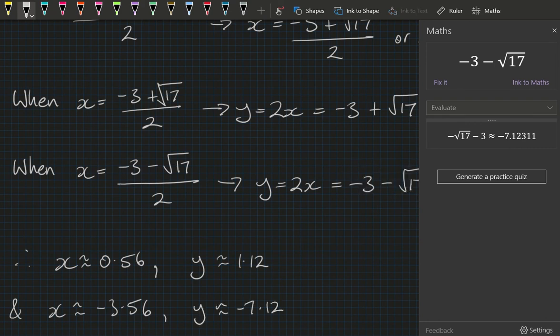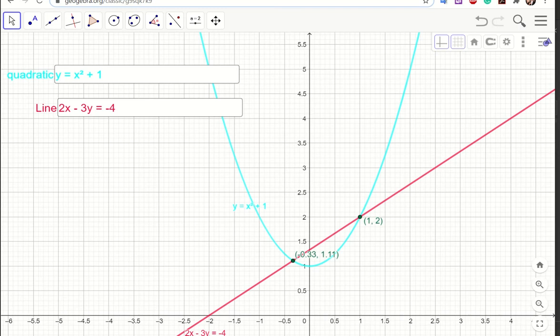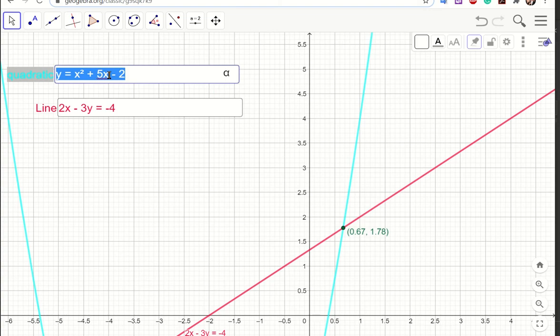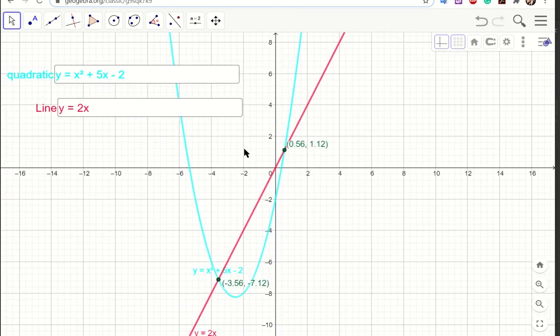Now, there really was no need for me to do that, but I'm actually doing that to check ahead of time before we look at GeoGebra, because they always write it in 2 decimal places. All right, let's switch over to GeoGebra. So the quadratic equation in this question is x squared plus 5x minus 2. And the linear equation is y equals 2x. And I'm going to have to zoom out here. And sure enough, we see 0.56 and 1.12 for one solution, and minus 3.56, minus 7.12 for the other solution. So we're getting pretty good here, right?